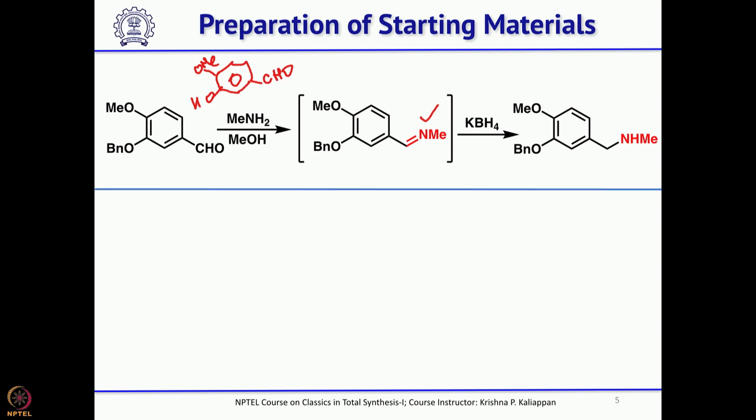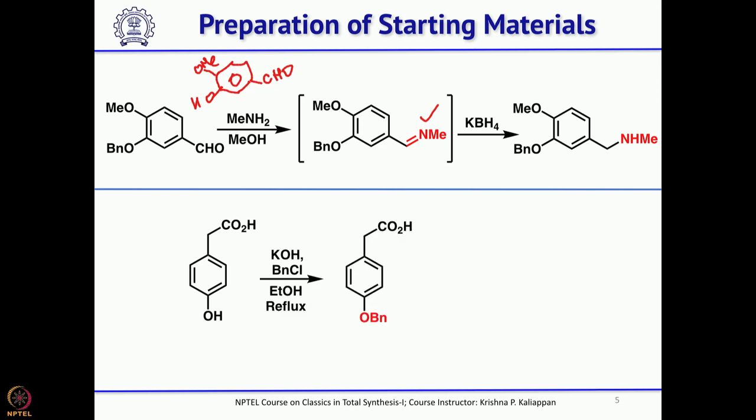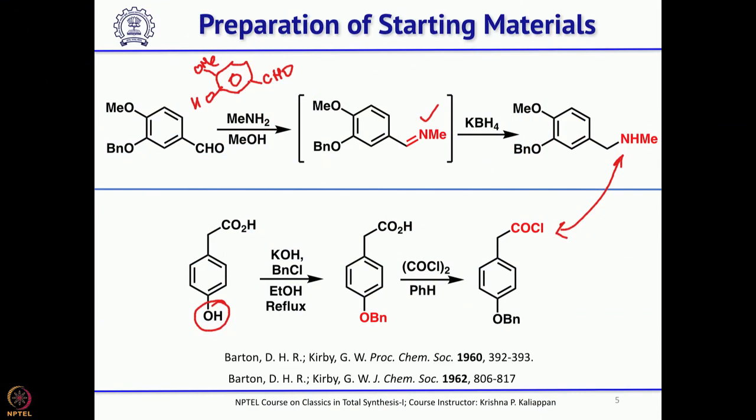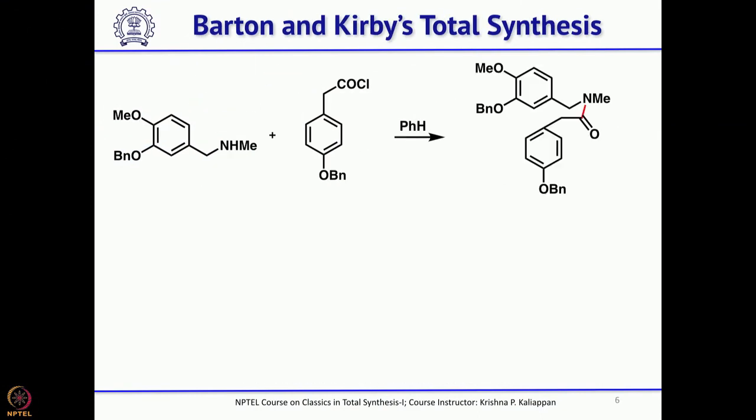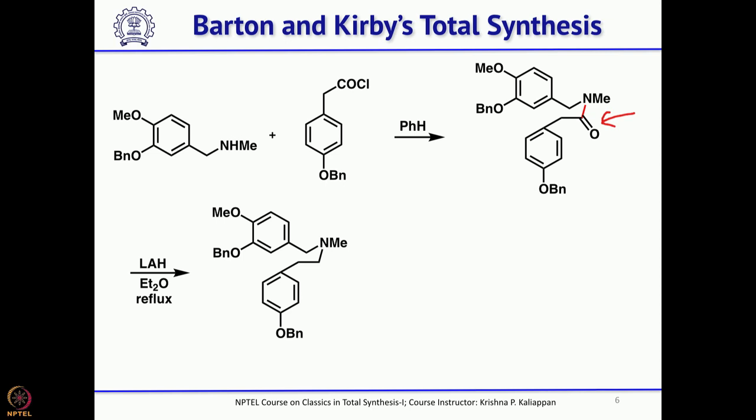Okay, for the other fragment, you start from para-hydroxyphenylacetic acid. Then you protect the phenolic hydroxyl group as benzyl ether, then convert the acid into acid chloride. Okay, so these two fragments are very easily made from commercially available starting materials. Once you have the acid chloride and then the amine, just combine these two under mild base, you get the corresponding amide. Okay, this amide now can be reduced with LAH to get the corresponding amine.